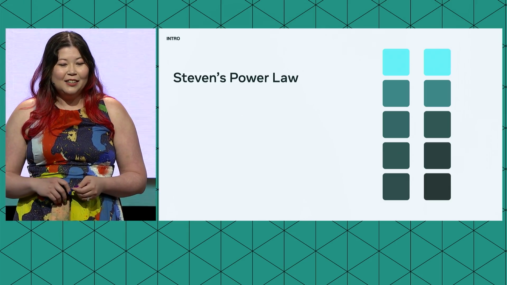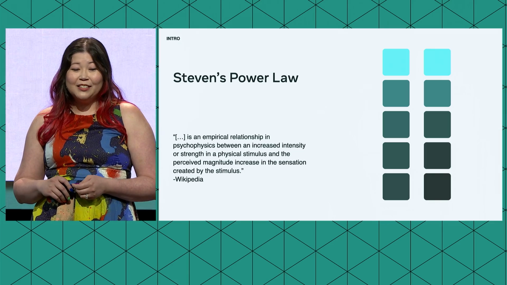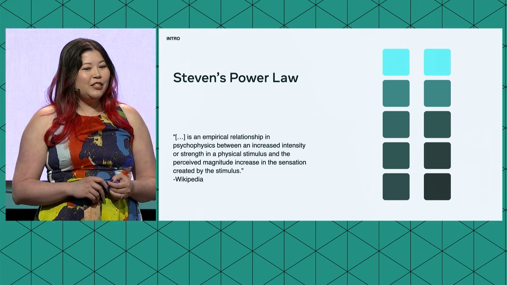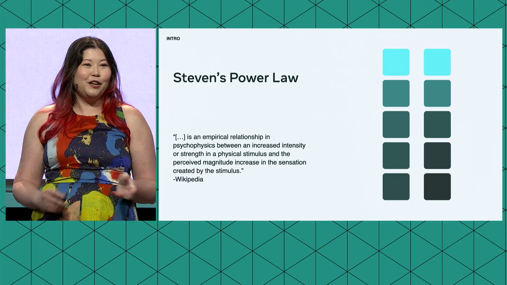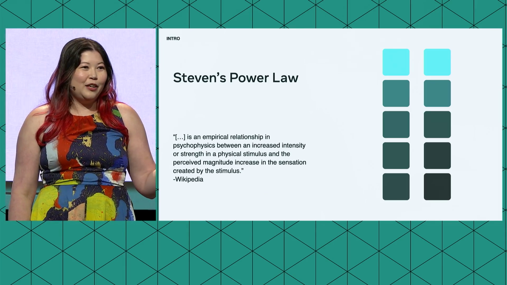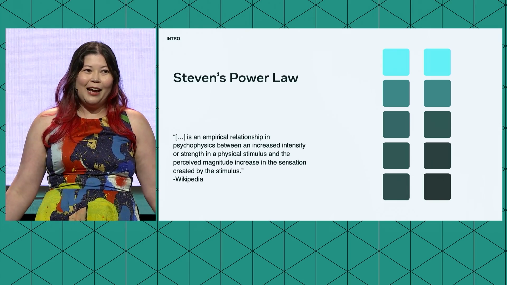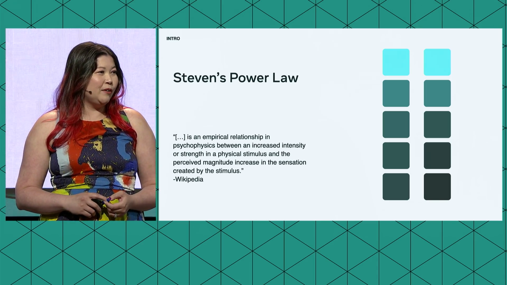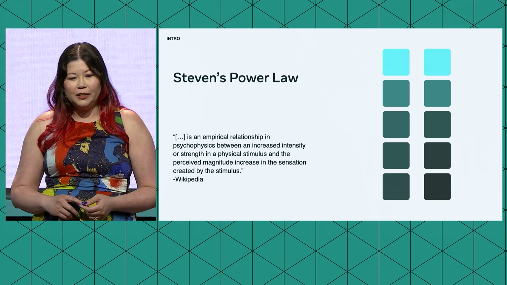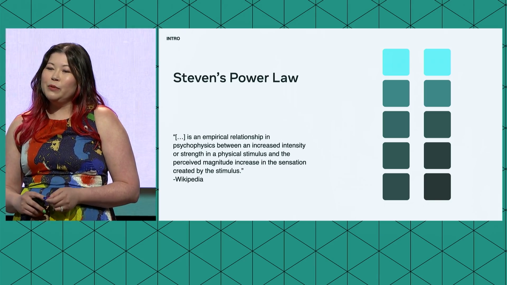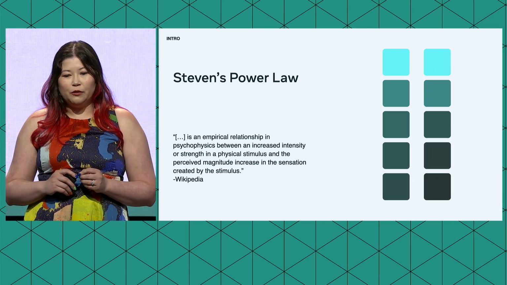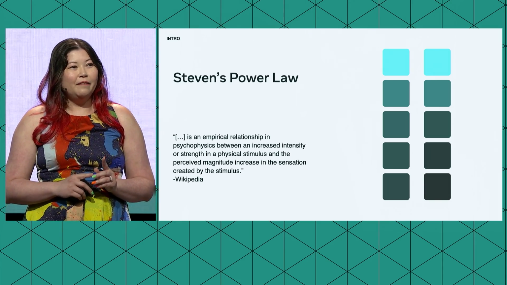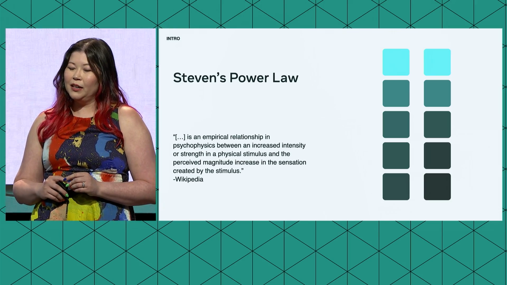Stevens' law states that there's an empirical relationship in psychophysics between an increased intensity or strength in a physical stimulus and the perceived magnitude increase in the sensation created by the stimulus. And you may be asking yourself, what does that all mean? It means that our perception of anything that we experience in this world with our five senses isn't linear. Depending on what it is, we need more of that stimulus when it increases in order to notice a difference in that stimulus. This is super important when working with color.